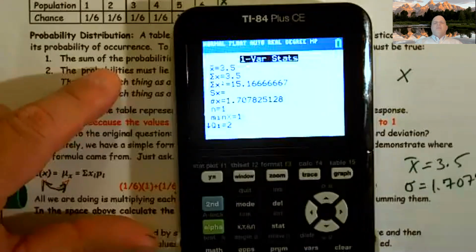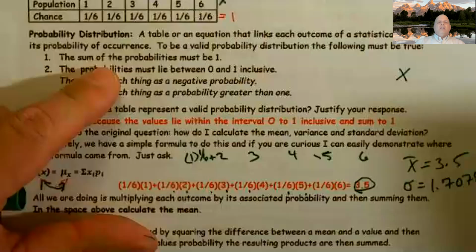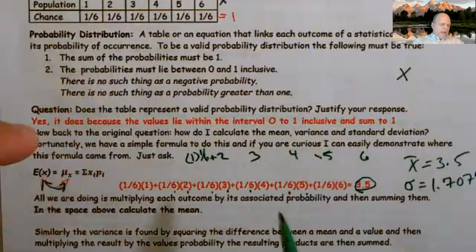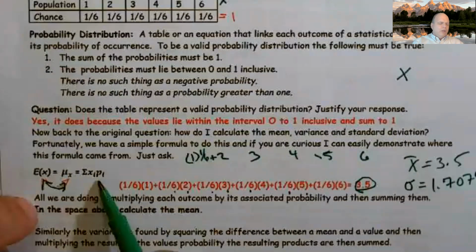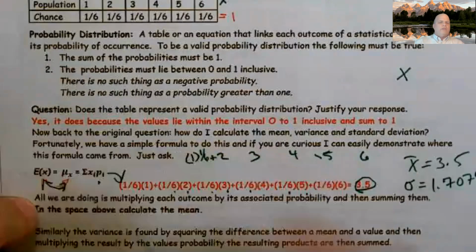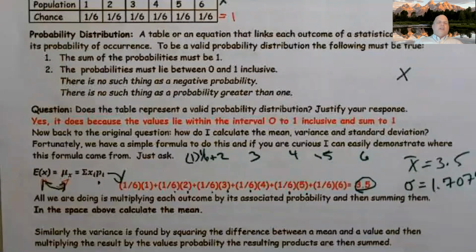All right, 1.7078. Now, so we know how to write the mean. Make sure you always write the formula and show your work if you're doing this on a test or quiz. As far as the calculator, you just put it into the calculator as I showed you.